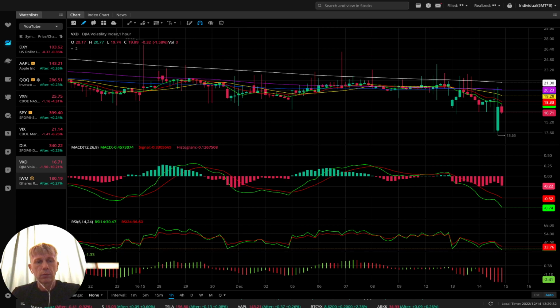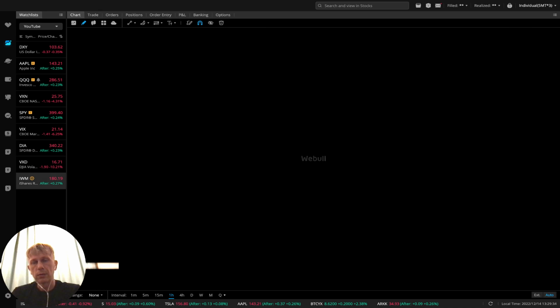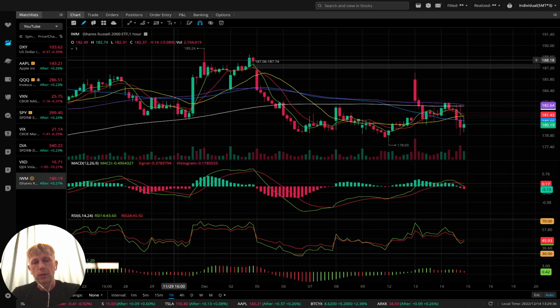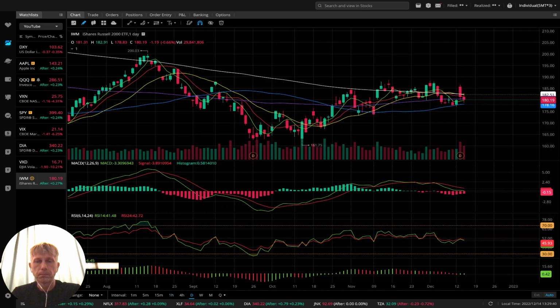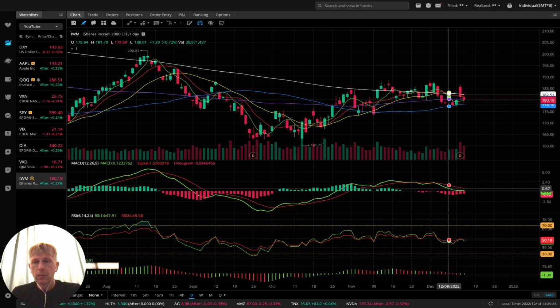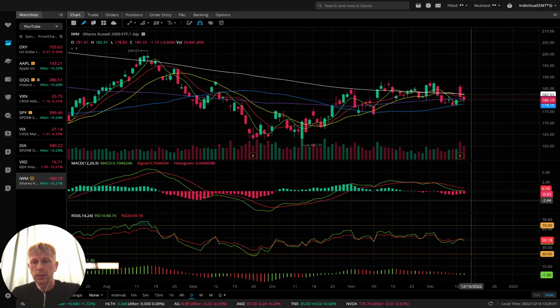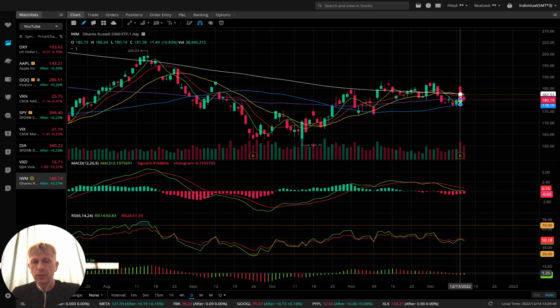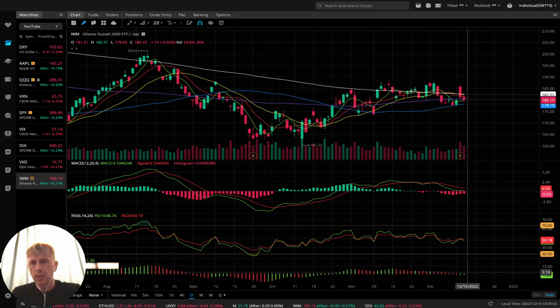Okay, let's move to IWM, Russell 2000. Russell 2000 daily. Bearish trend. MACD is still bearish. RSI is still bearish. Awesome oscillator has green, bullish bars.